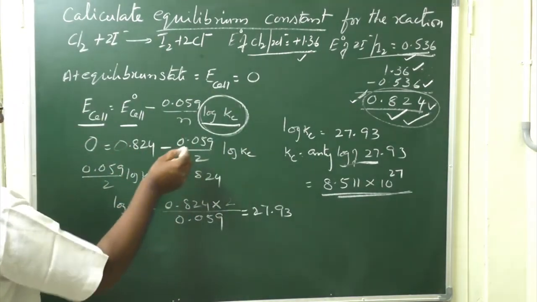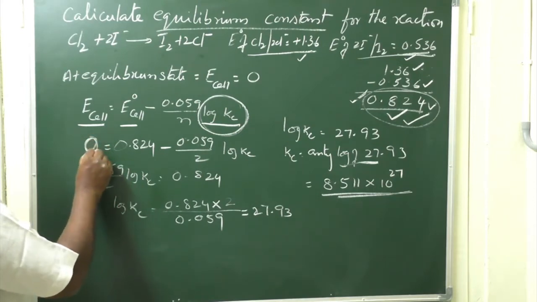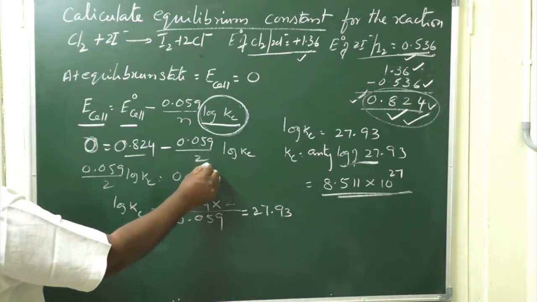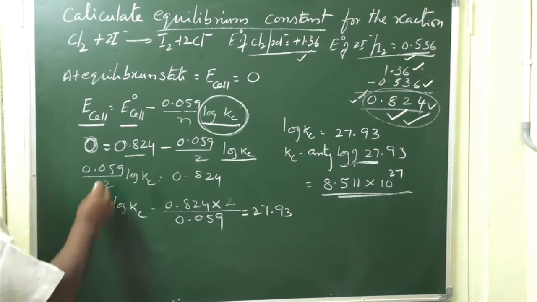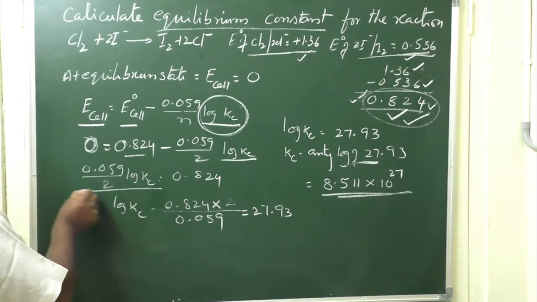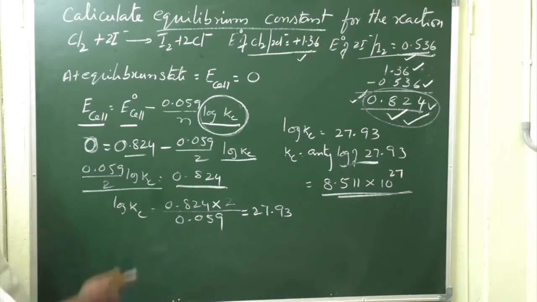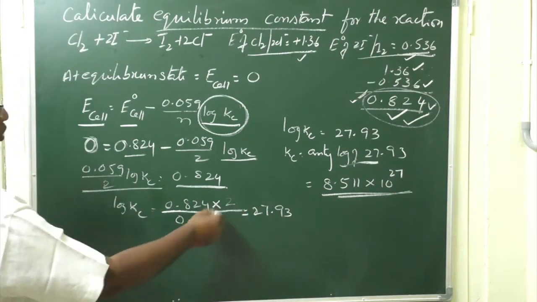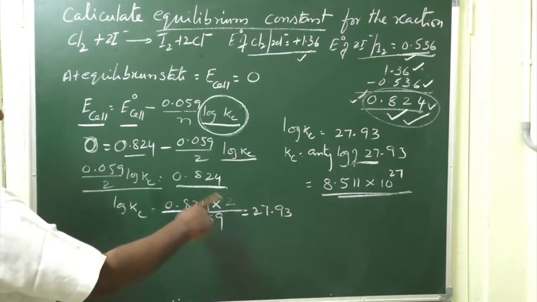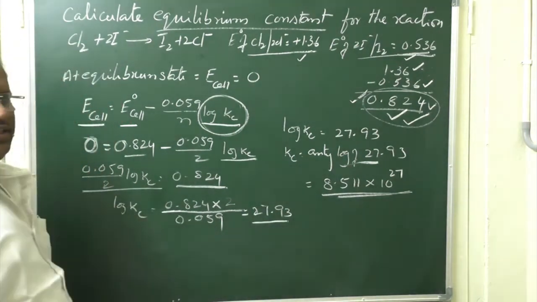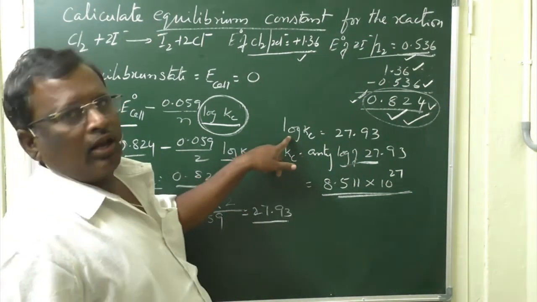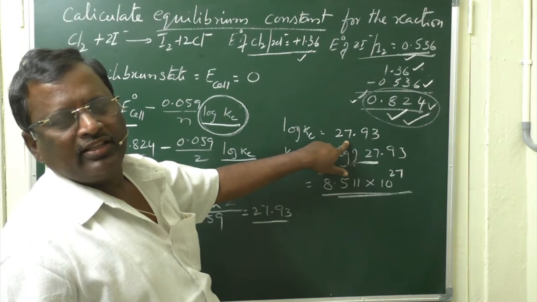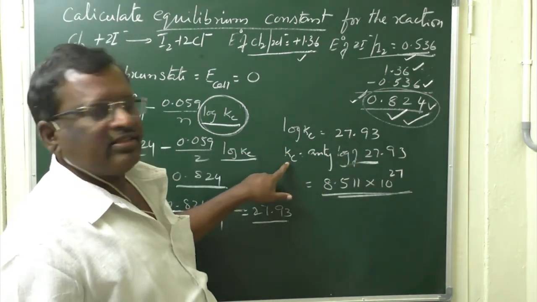So, just we can simplify like this. At equilibrium E cell is equal to 0, this will be 0 equals 0.824 minus 0.059 by 2 into log Kc. 0.059 by 2 into log Kc is equal to 0.824 or log Kc is equal to 0.824 into 2 by 0.059. On simplifying this, we get 27.93. This value is nothing but log Kc value, but they are asking Kc value. If log Kc value is 27.93, antilog of this will give us Kc value.